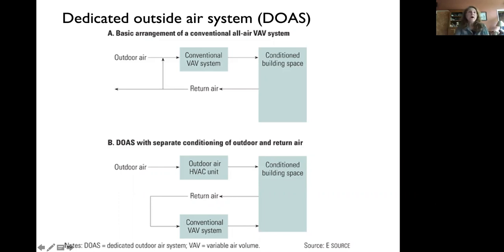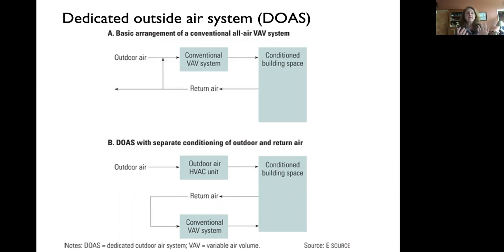So with a DOAS control, what you're seeing down here at the bottom is the DOAS system controlling the amount of outdoor air coming in, just what you need for ventilation. So for that reason, there's no recirculation. It's only 100% outdoor air. And then you can have any system you want for thermal. So in this picture, it's designed with a conventional VAV system where all of the air can be recirculated, because any of the fresh air for breathing is handled by DOAS.